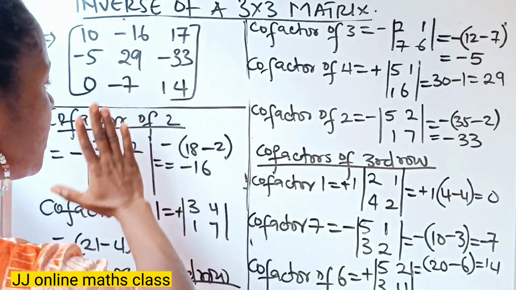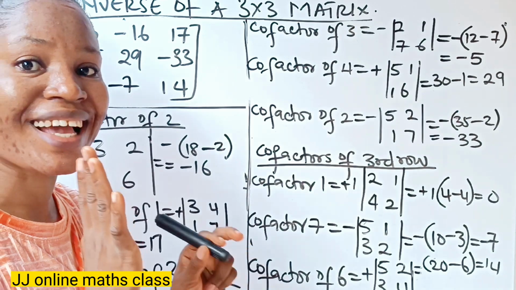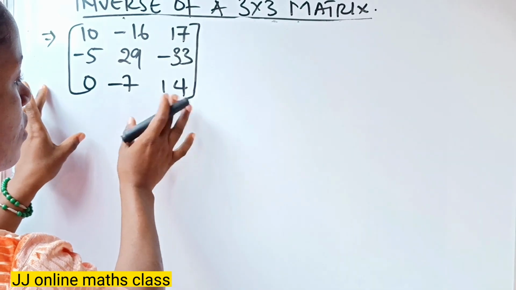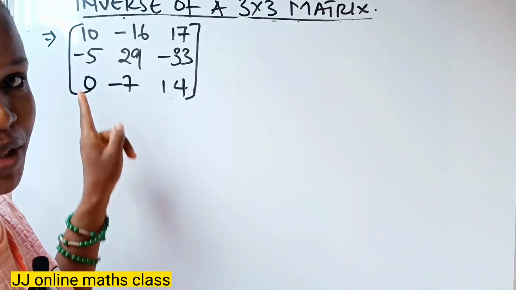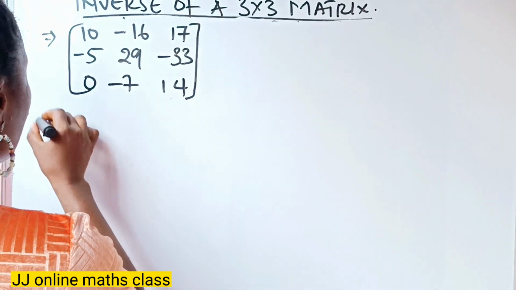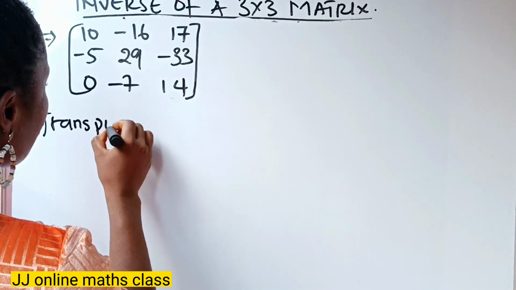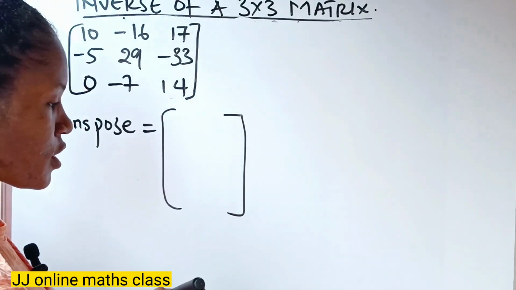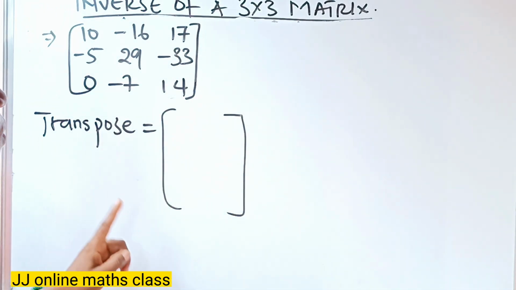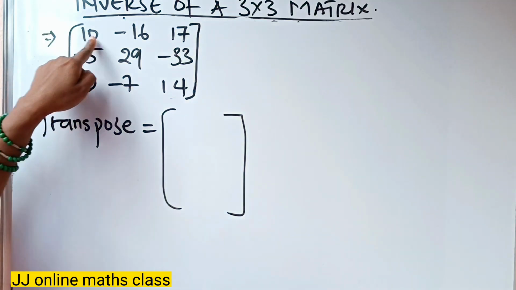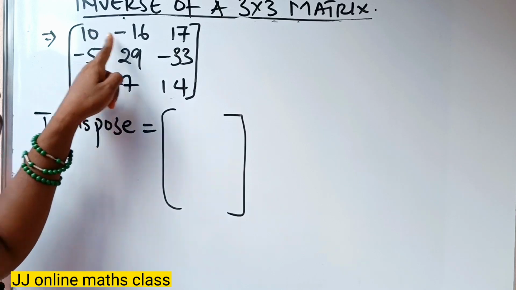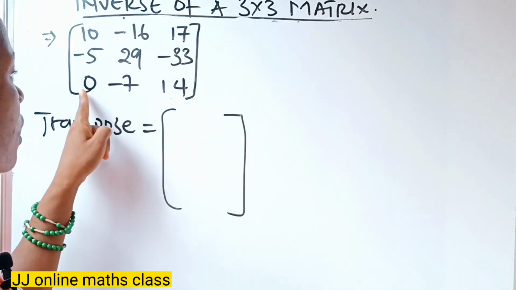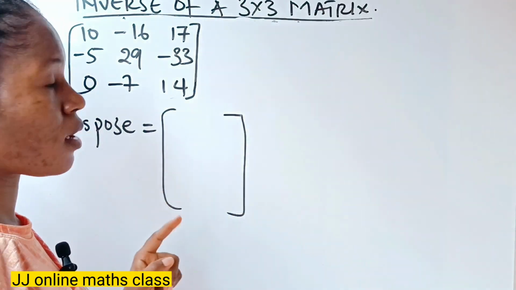Okay, at this point, we don't need all this again. So I'm going to wipe my board clean and neat so that we can continue. Now that we have gotten this, we are going to get the transpose of this matrix. What is transpose? When you want to transpose a matrix, the only thing you need to do is make your rows become your columns. So this first row now becomes my first column, the second row becomes my second column, the third row becomes my third column.